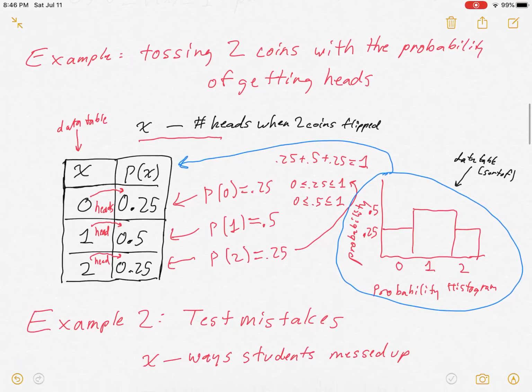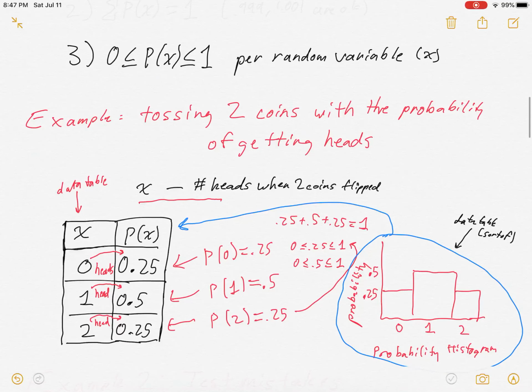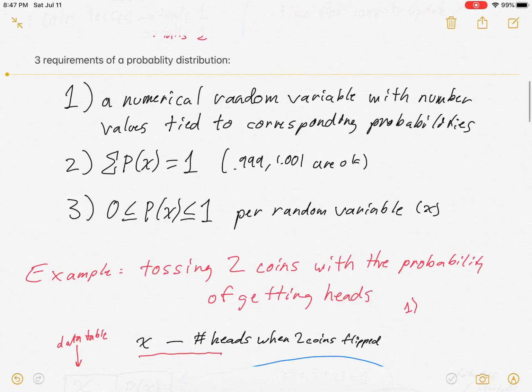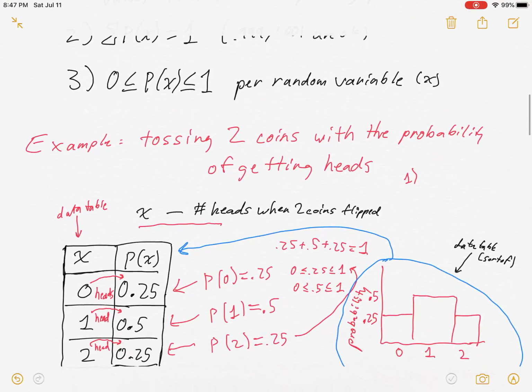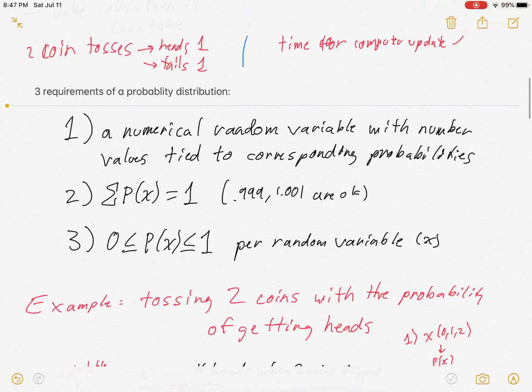So the probability in this case of 0 heads is 0.25. The probability of 1 head is 0.5. The probability of 2 heads is 0.25. And this fulfills all 3 requirements because, right, the first requirement is that a numerical random variable with number values is tied to a corresponding probability. So there's x, which is a number, 0, 1, and 2, and it corresponds to p of x, which is the probability. So we know that's good.